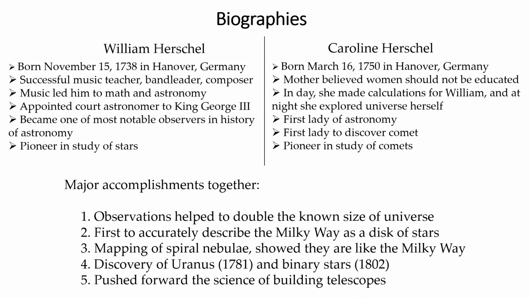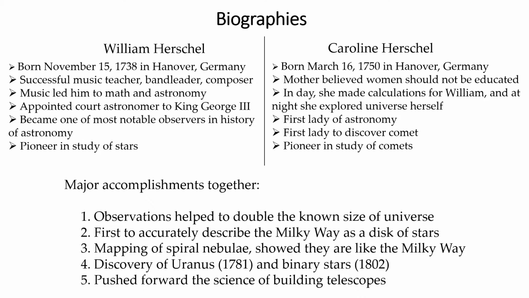His sister, Caroline, was 12 years younger. Her mother believed women should not be educated, so she had to educate herself at night and read books at night and in secret. In the day, she made calculations for William, and at night, she explored the universe herself. She was also a first-rate observer. We call her the First Lady of Astronomy. She was also the first woman to discover a comet and became a pioneer by the end of her life in the study of comets.